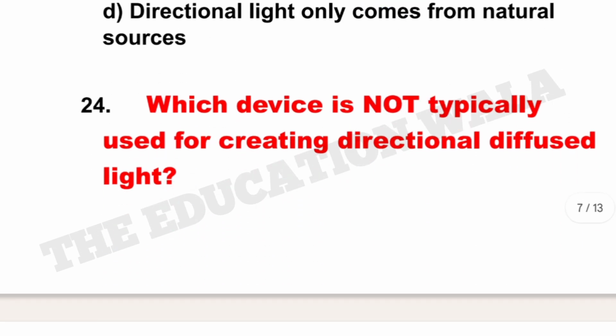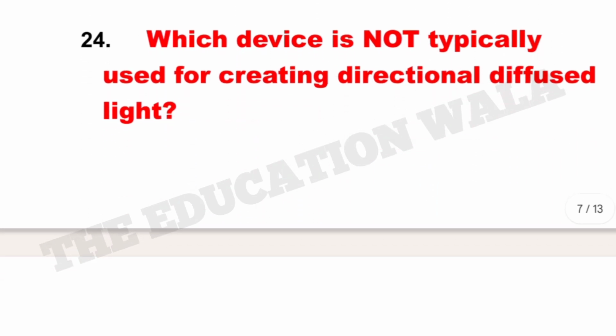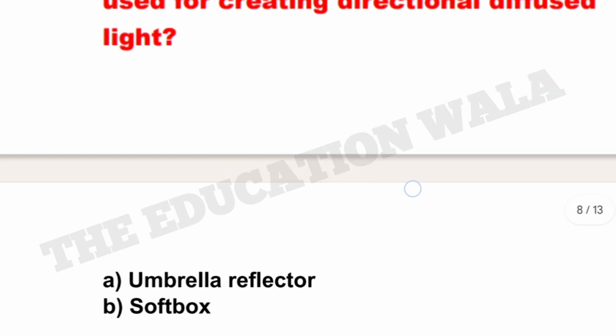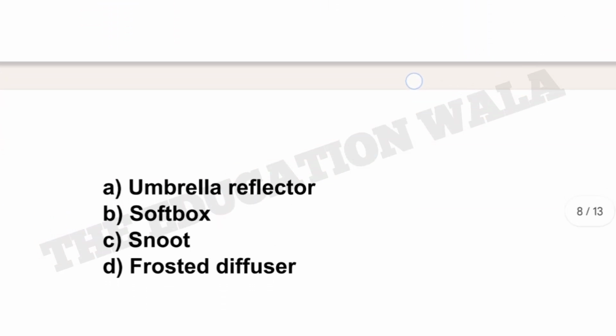Question number 24. Which device is not typically used for creating directional diffused light? Option A, umbrella reflector. Option B, softbox. Option C, snoot. Option D, frosted diffuser. Right answer is snoot.